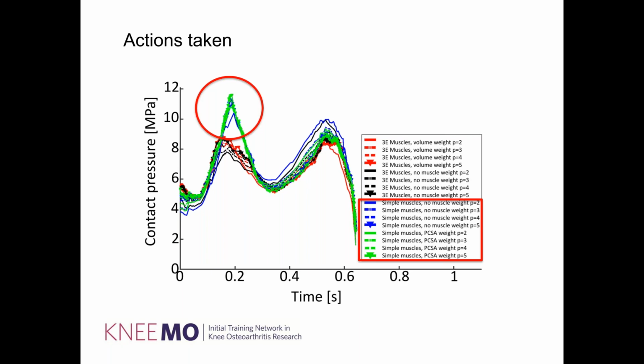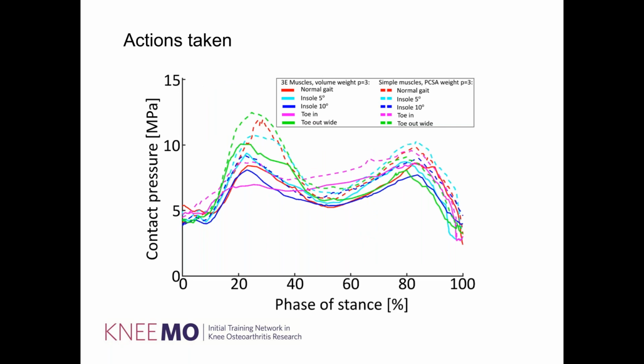So this was clearly one of the key contributors to why the contact stresses were so high. When we did this change, we saw that the contact pressures in the medial tibial cartilage dropped across all of the studied walking styles: normal, insoles, and the gait alterations.